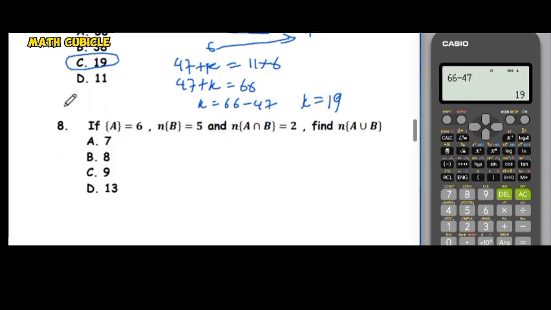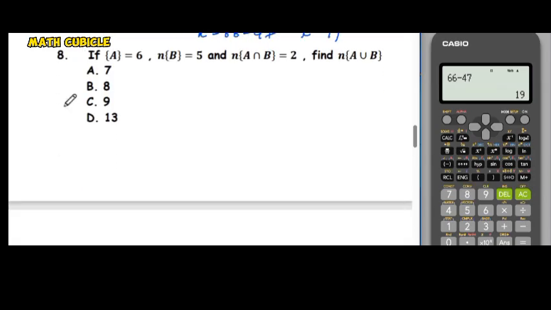And question number 7. It says if number of terms in A is 6, number of terms in B is 5, and number of terms in set A intersection B is 2. Find number of terms in A union B. The formula here is n(A union B) is equal to number of terms in A plus number of terms in B minus number of terms in A intersection B.